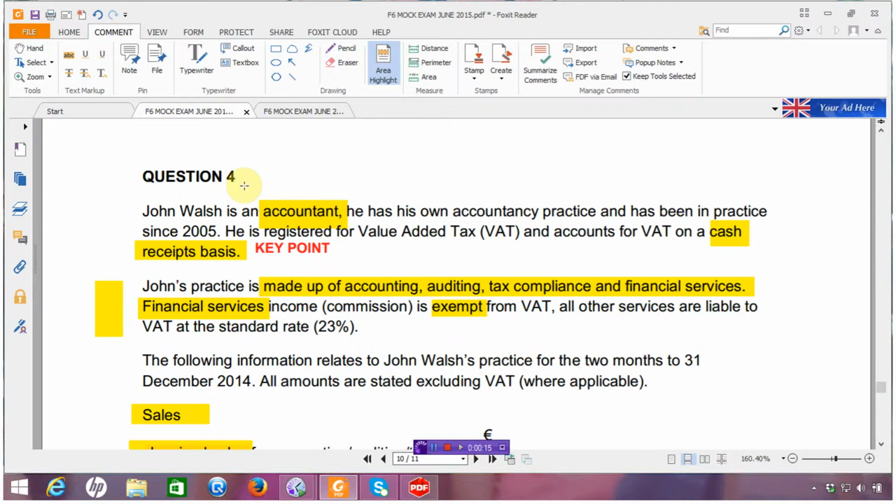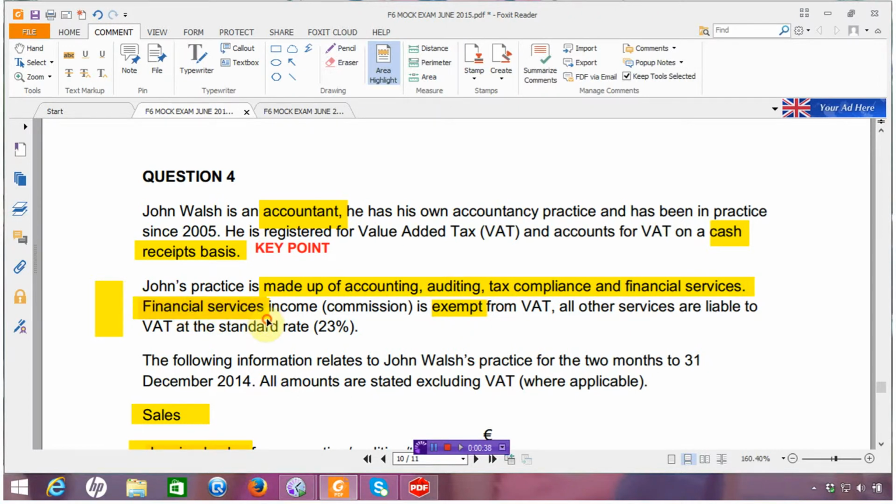So within this we have an individual called John who's registered for VAT and operating on the cash receipts basis. That's certainly key, more of that a little bit later. In terms of his supplies, in other words, what he's selling, he's basically supplying a number of different items. Most of them are standard rated, but there is one that is exempt.